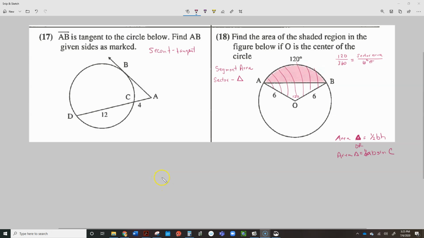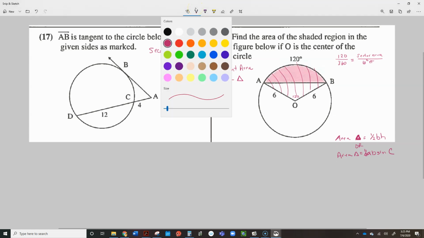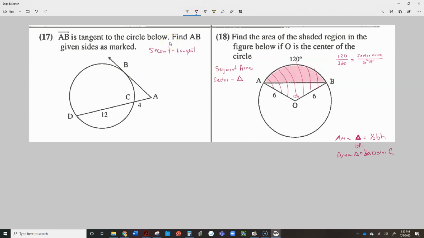Number 17 on the geometry final review worksheet is a secant tangent, and the secant tangent formula is the whole thing times the outside part is equal to the length of the tangent squared. So it's the tangent squared.